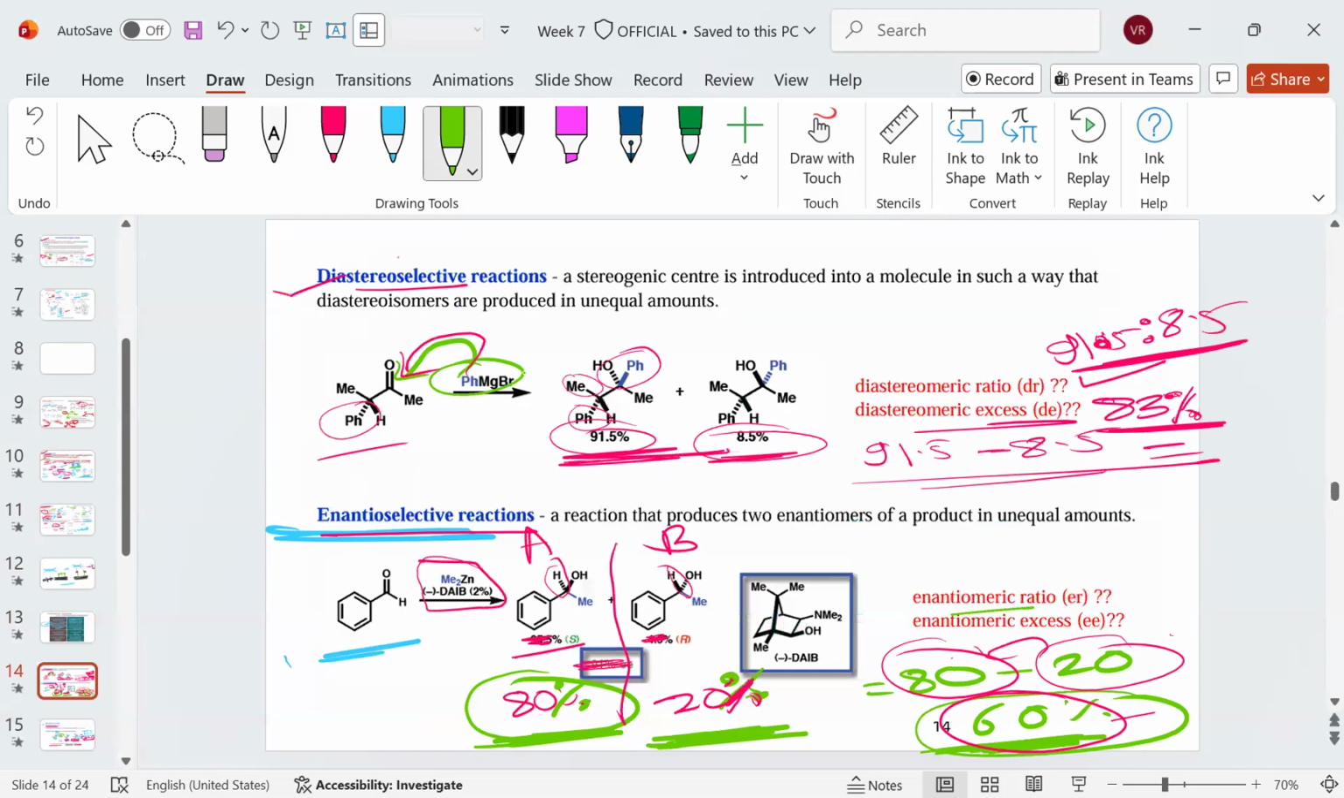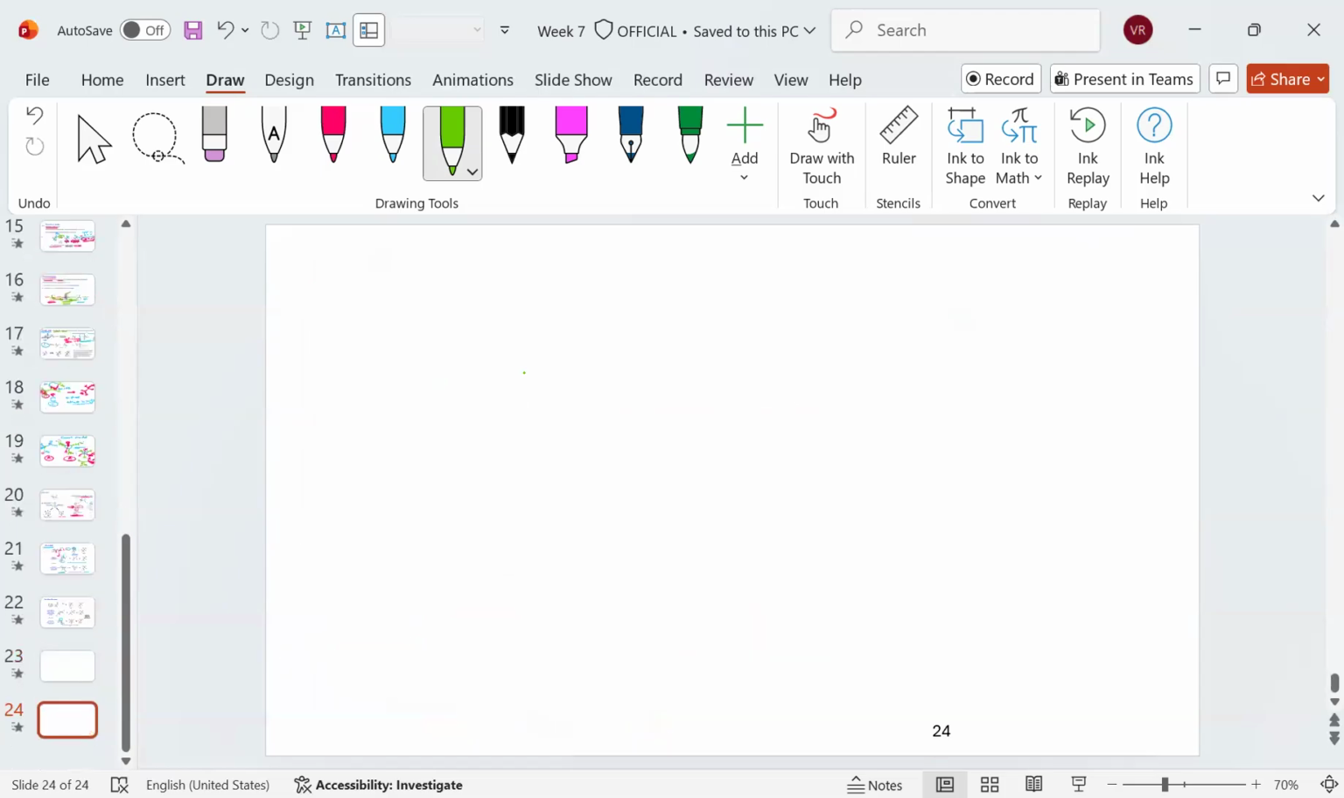Now we'll move to some actual problems, which involve retrosynthetic problems involving stereochemistry. So let's say I have some examples for retrosynthesis.